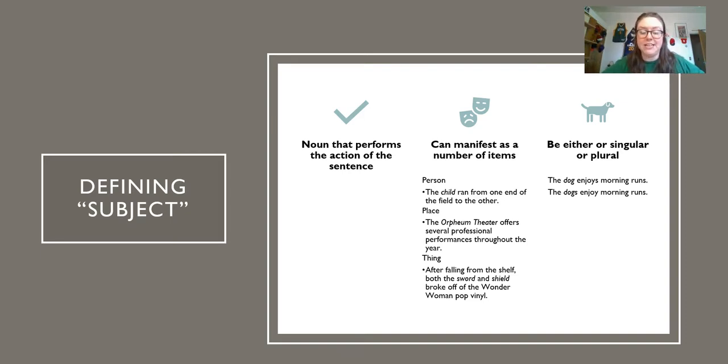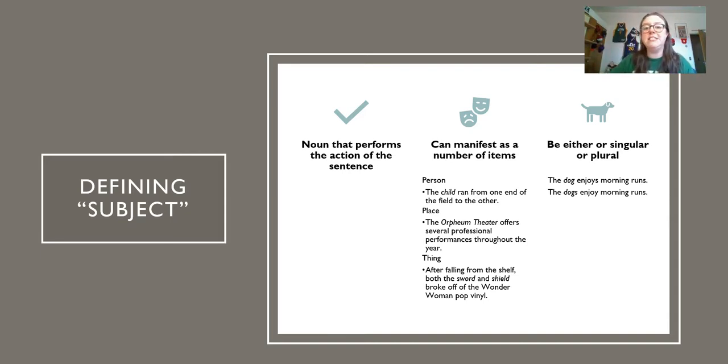actor of the sentence. They are the ones who are performing the action. The child is the one who ran from one end of the field to the other. The Orpheum Theater is the one that offers several professional performances throughout the year. And the sword and the shield are what broke off of the Wonder Woman pop vinyl once it fell from the shelf.